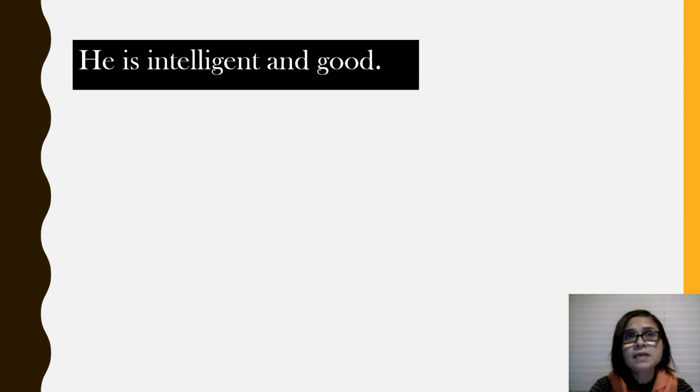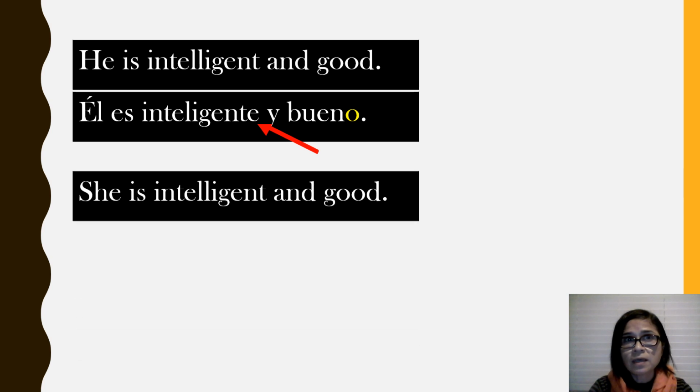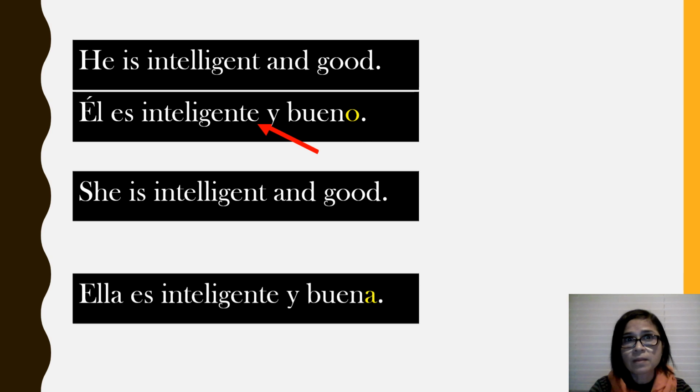So now let's see a sentence where we have two adjectives. We have: he is intelligent and good. Él es inteligente y bueno. Notice that we don't change the E in inteligente because it's going to be the same ending for both masculine and feminine. So let's see the same adjectives describing she.